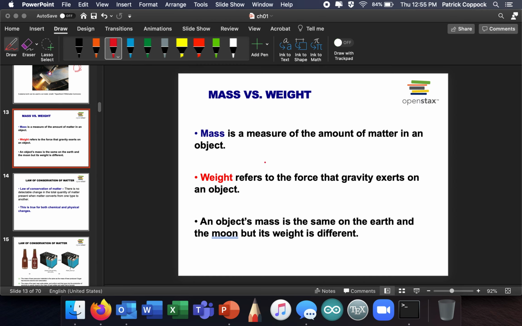Mass is the measure of the amount of matter in an object. Weight is not. Weight refers to the force that gravity exerts on an object. We oftentimes think of mass and weight as the same thing, but they're not, right? So mass is m. Weight is mass times gravity. Right? That's the force. This is weight. Weight is the force on a mass that gravity puts on it. Right? The acceleration due to gravity.